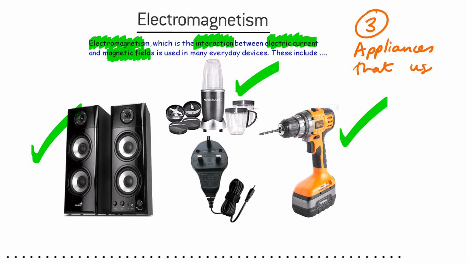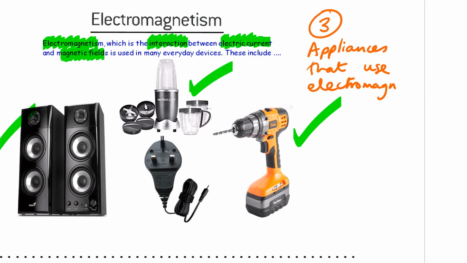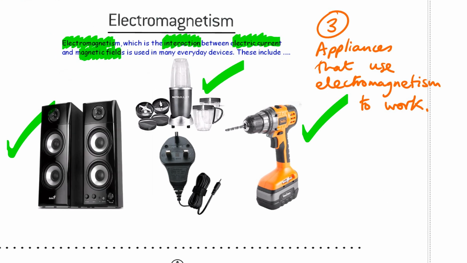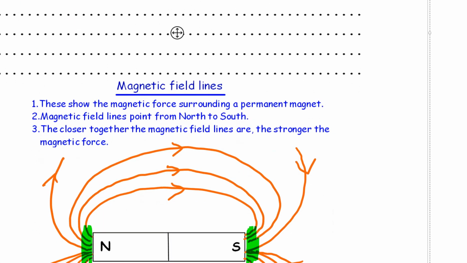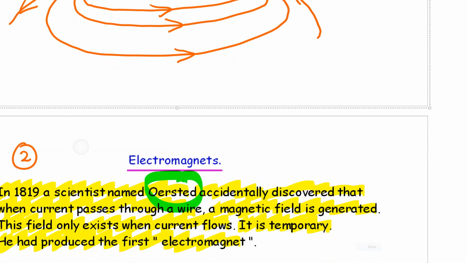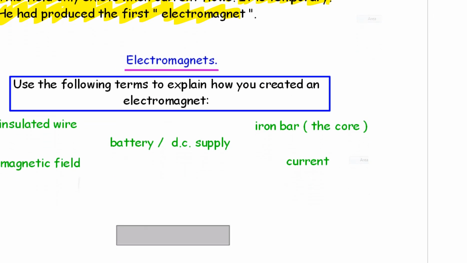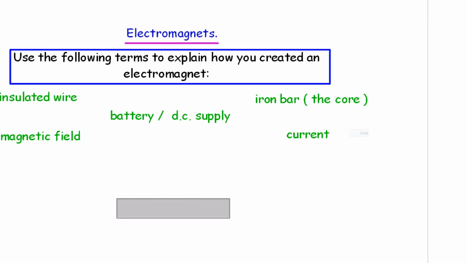So, number 3, look into other appliances that use electromagnetism to work. Basic stuff, you know, it's just generalized work. And then let us move on to the final thing that I would like you to have a look at today, or a couple of the final things.